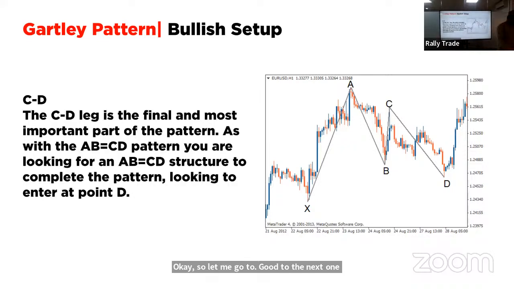Go to the next one. So let's look at the CD leg. The CD leg is the final leg, and of course, the most important part of the pattern. As with the AB equals CD pattern, you are looking for AB to be equal to CD to complete the pattern, looking to enter at point D.